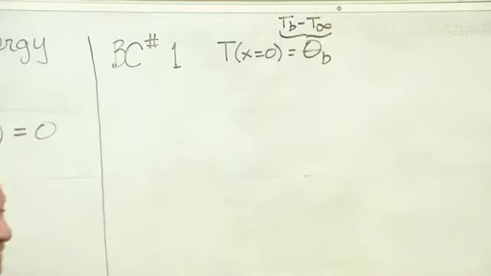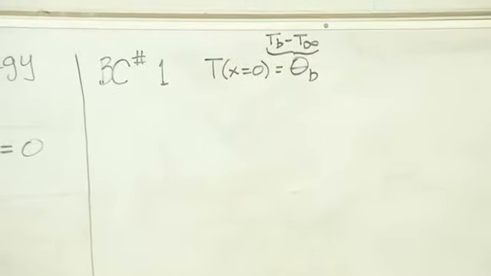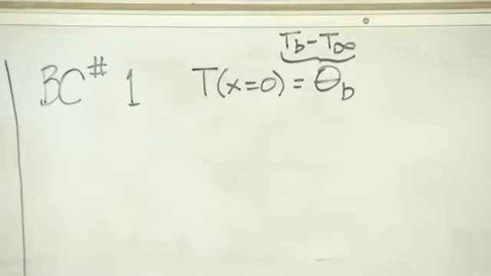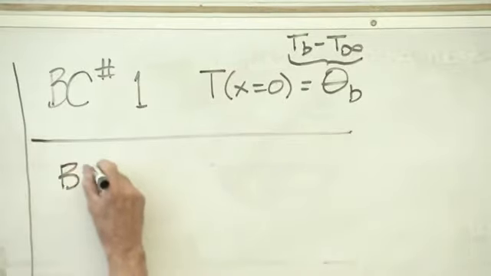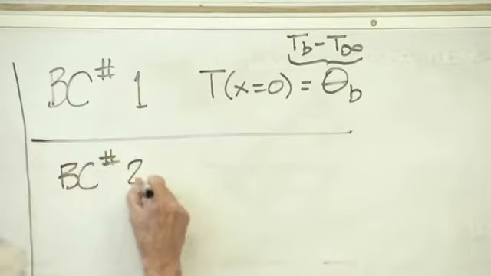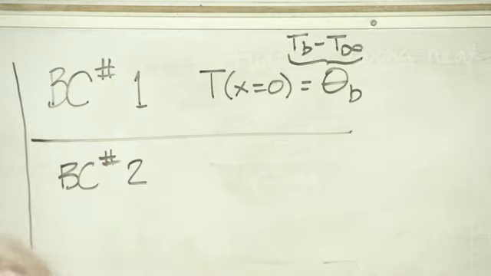Okay, that's what theta base is, T base minus T infinity. Okay, BC number 2. Now I've got a choice of 4 of these.